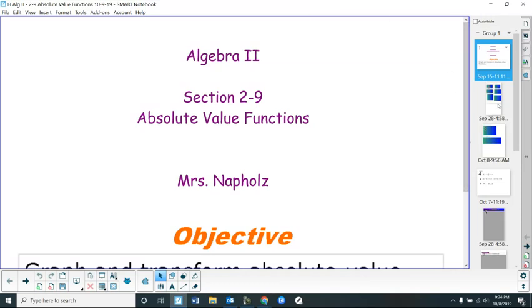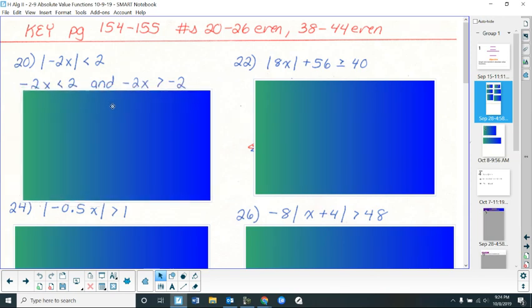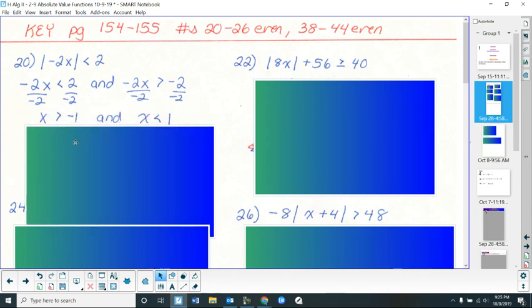Okay, first one. Problem number 20 said just to solve the absolute value of negative 2x is less than 2. So remember on these inequalities, first thing you want to do is isolate the absolute value, which it is, and it's less than, it's an and. So I make two inequalities. I say negative 2x is less than 2 and negative 2x is greater than negative 2. So you flip the sign and make this opposite. Now I have to divide each of these by negative 2. And when I divide by negative 2, don't forget you flip the inequality sign. So this becomes x is greater than negative 1 and x is less than 1.